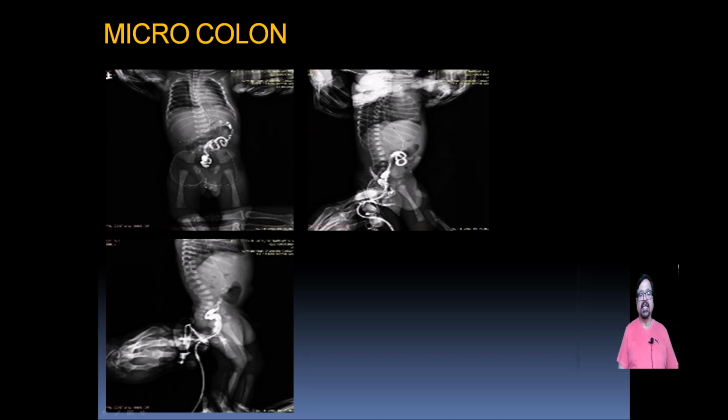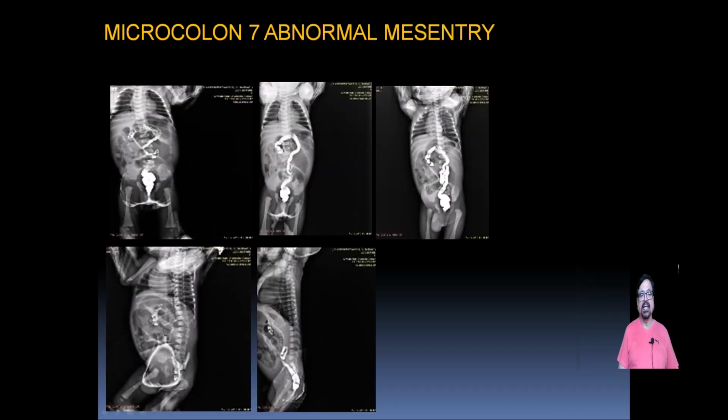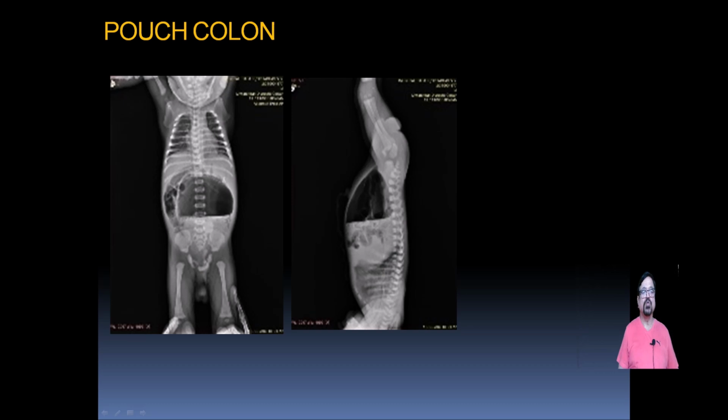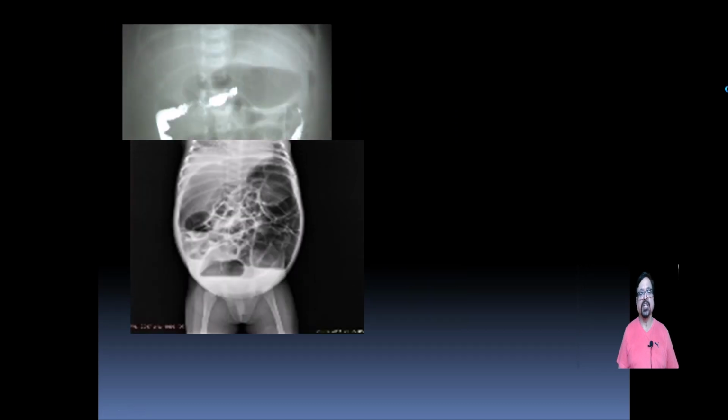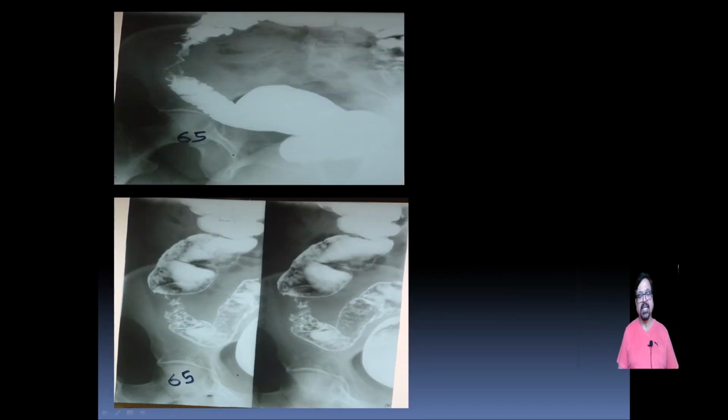Again here the pattern of the large bowel can be seen, which is slightly unusual, and that also indicates there can be a malrotation in addition. See here where is the cecum, where is the splenic flexure, so definitely a case of malrotation. Now there can be redundancy, it can be of excess length, it can be mobile, it can cross from left side to right side. And pouch colon is also a variant of congenital megacolon or anorectal malformations. These are the cases. This is again a case of microcolon, and here also we are seeing the same.